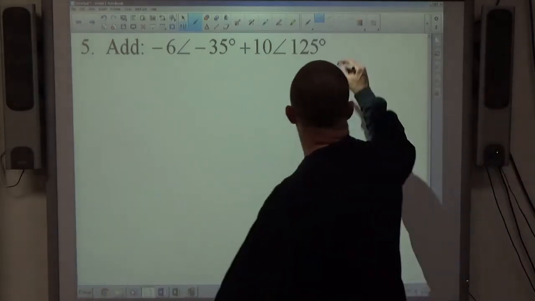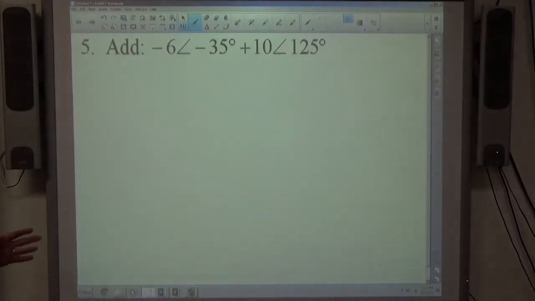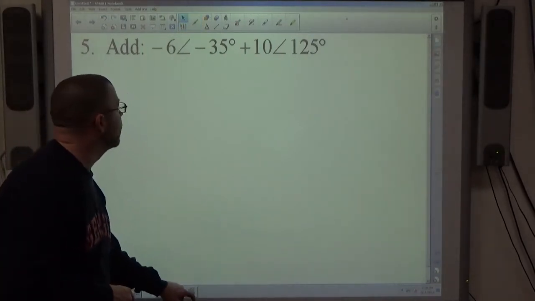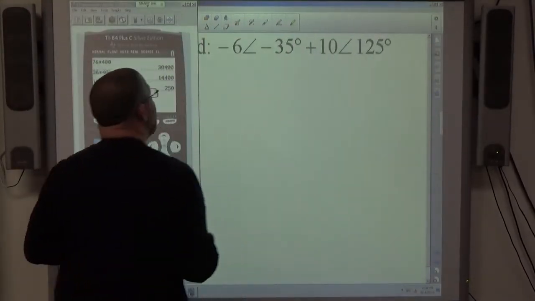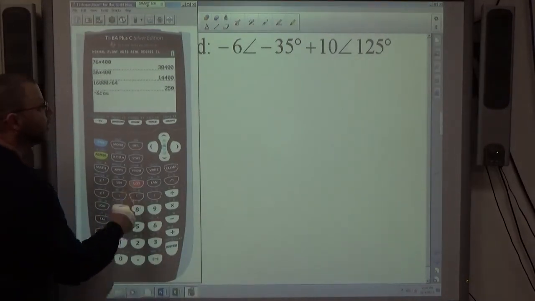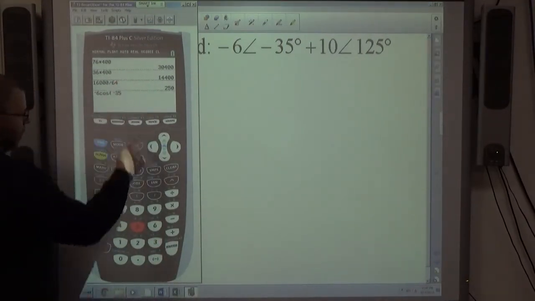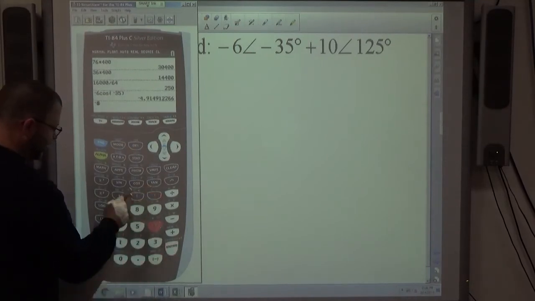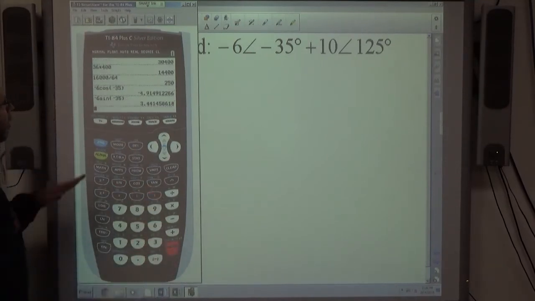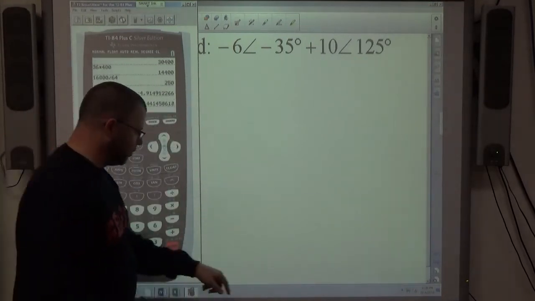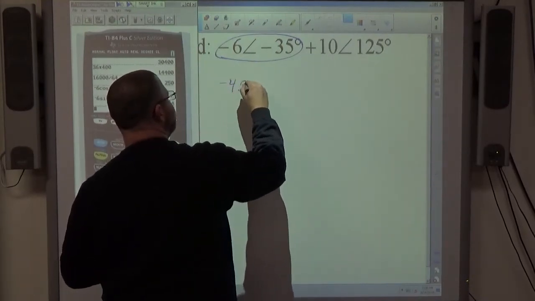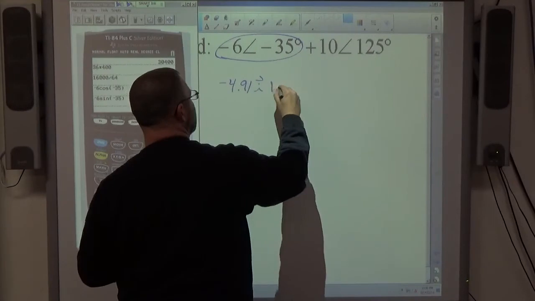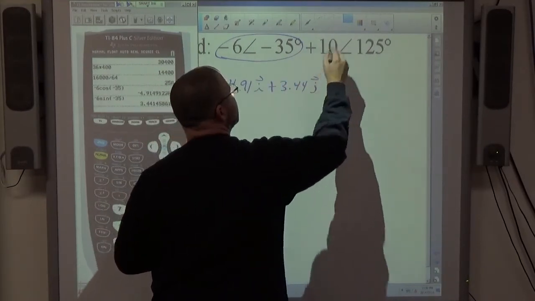Number 5, addition of vectors. This is the same exact addition of vectors type problem we've been seeing for, it seems like, forever. So job 1 is to change both of these into our rectangular form. Slide that over so we can see. So if I do negative 6 cosine of negative 35, I'm making sure I'm in degrees, not radians. And I do negative 6 sine of negative 35, that gets me my rectangular components for the first vector. So this vector comes out to negative 4.91 i vector plus 3.44 j vector.